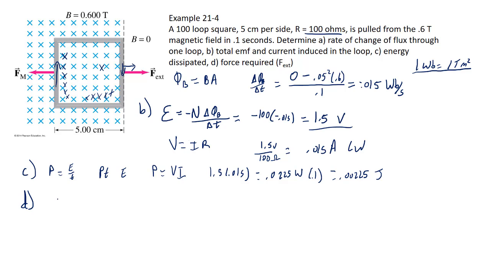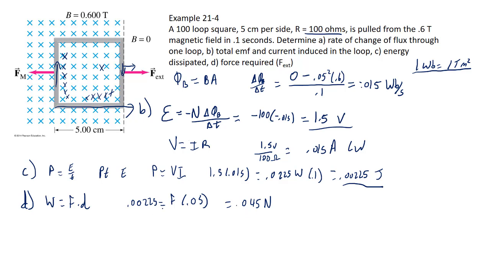There's a couple ways to do that. Remember, work is force times distance, and that is equal to the change in energy. So if we know this much energy was used, that much work was done. So we could say 0.00225 is equal to the force times the distance. Well, the distance we had to go to get it completely out of there is 5 centimeters, so 0.05. So we could take our 0.00225 divided by 0.05, and we get 0.045 newtons of force required.